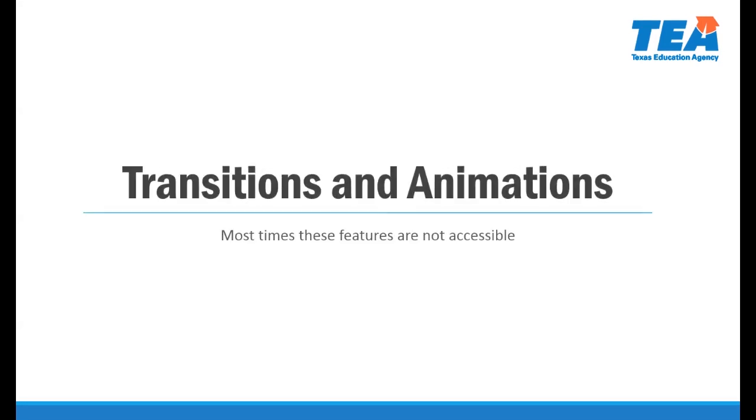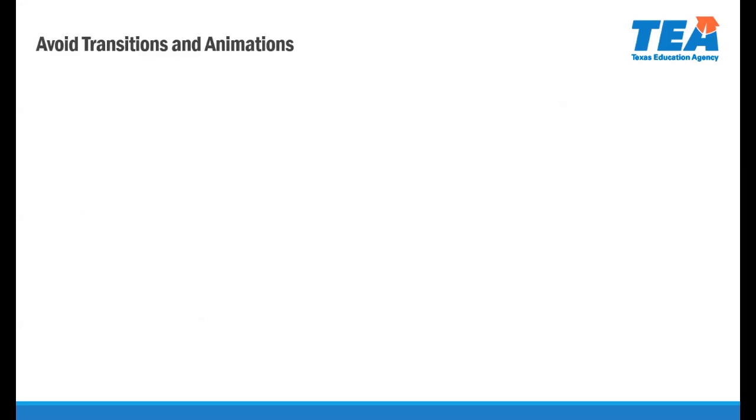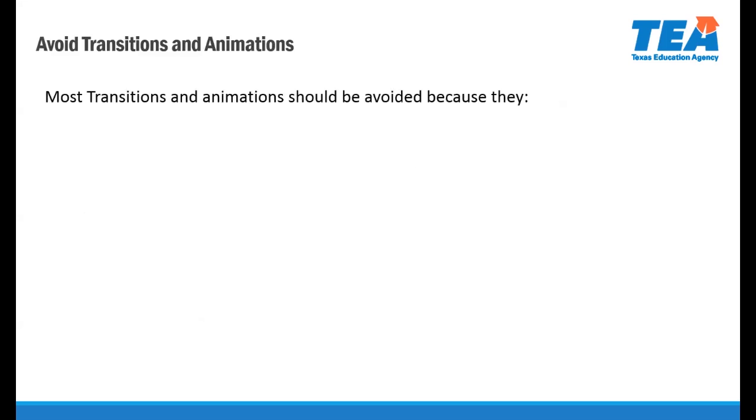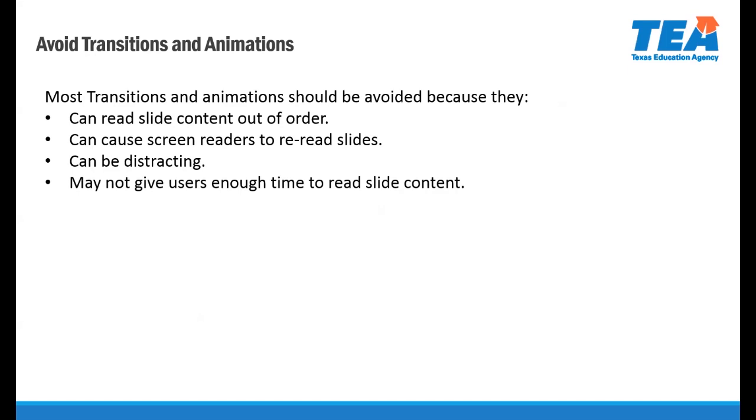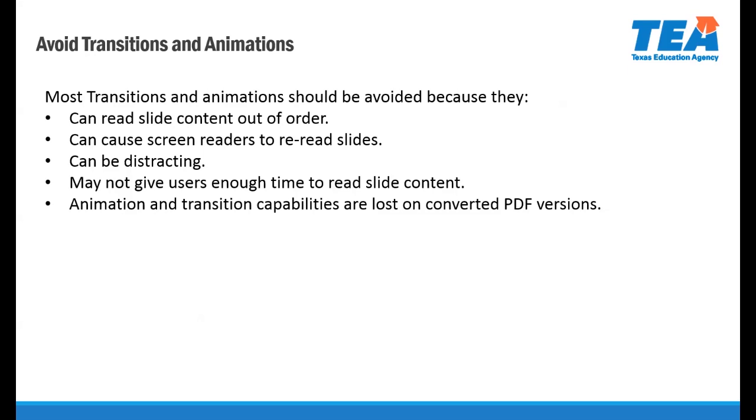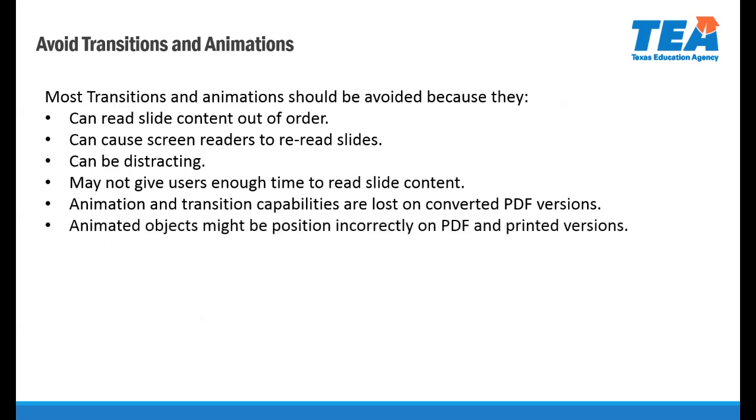Transitions and animations most times are not accessible features. Try to avoid these features on your presentations. Most times these features can read slide content out of order, cause screen readers to reread slides, be distracting to the user, may not give users enough time to read the slide content. Animation and transition capabilities are lost when converted to PDFs, and animated objects might be positioned incorrectly on PDF or printed versions.